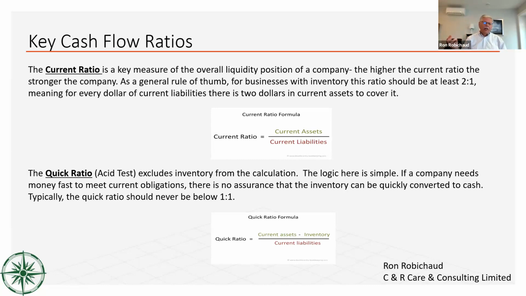But the inventory is really vulnerable. I mean, you're not necessarily going to be able to convert inventory in the next 30, 60 days in order to generate cash. So this is why we simply take the inventory out of the equation and we do the calculation again: current assets minus the inventory over current liabilities. And this one should never be below 1 to 1.